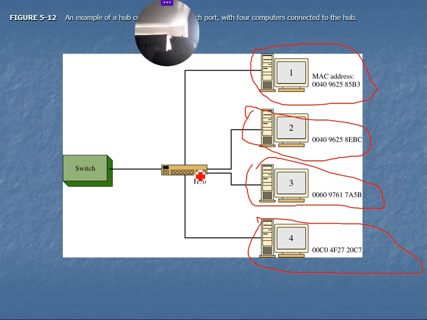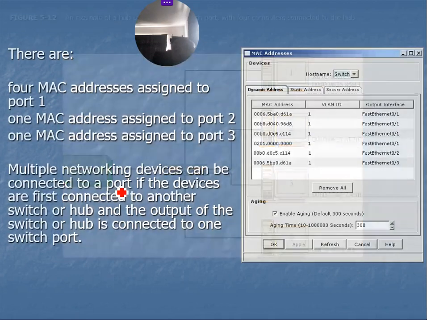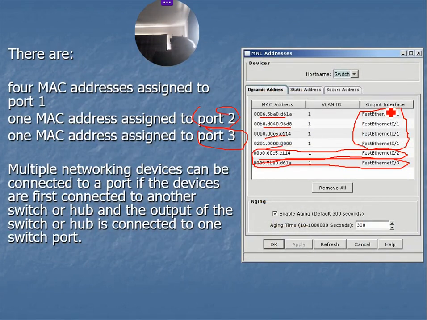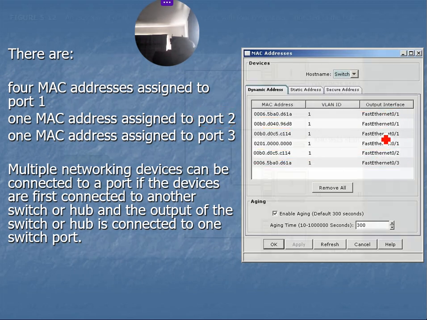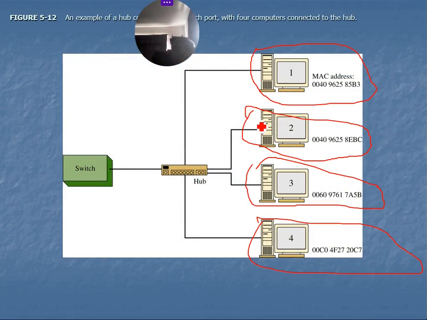When they come to this hub, the output interface is now connected to port 1 of this switch. That's how we got this: fast Ethernet 0/1, fast Ethernet 0/1, fast Ethernet 0/1. You can see 4 of them. These 4 represent these 4 MAC addresses.